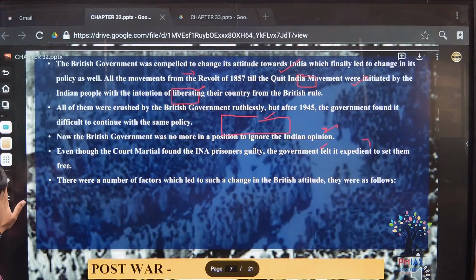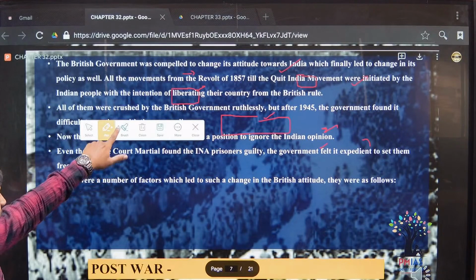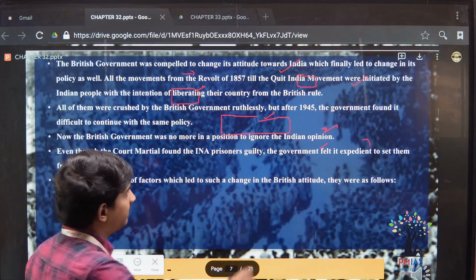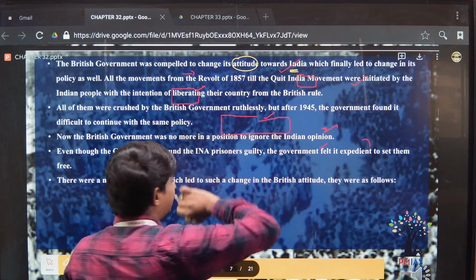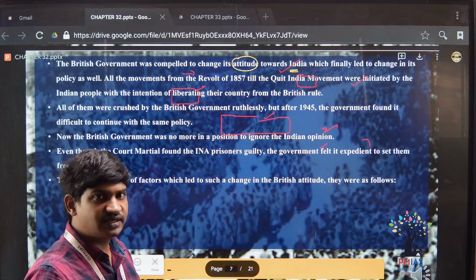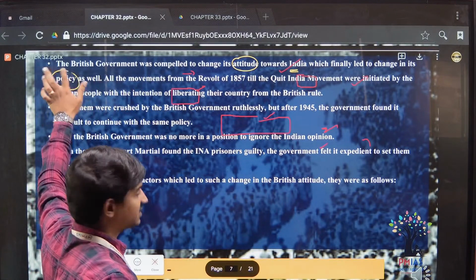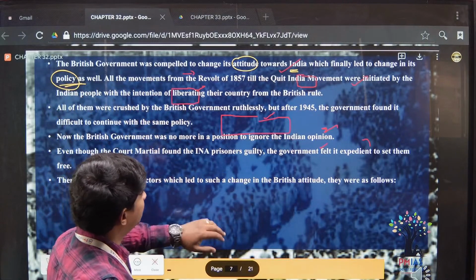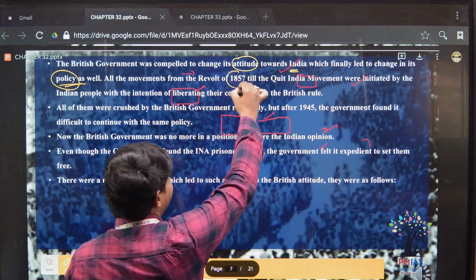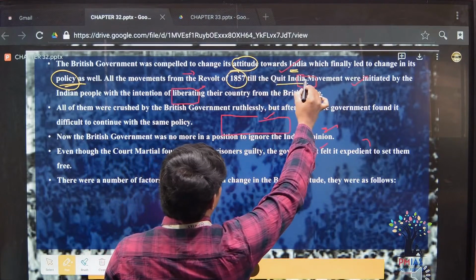And the next thing is that the British government were compelled to change their attitude towards India, and it reflected in their policies. The next set of policy making reflected in all the movements, right from the revolt of 1857 to the Quit India movement.